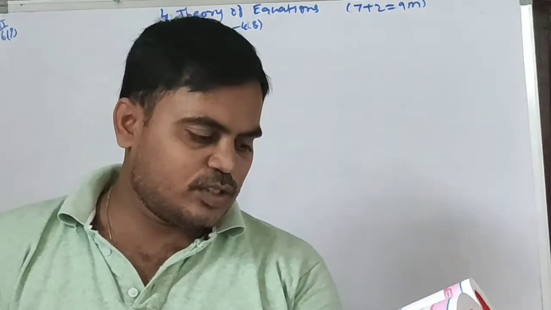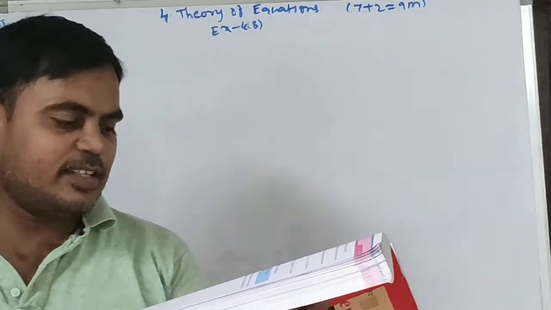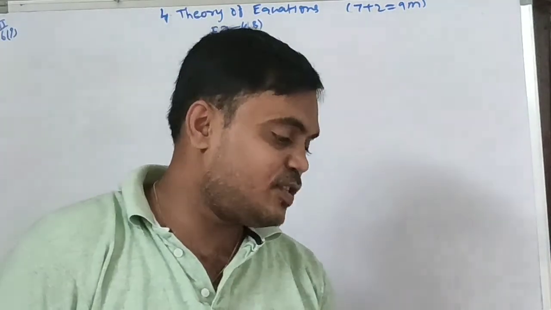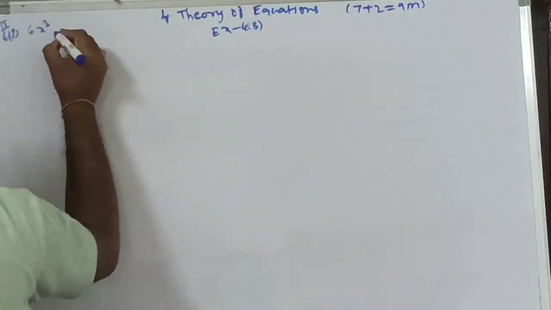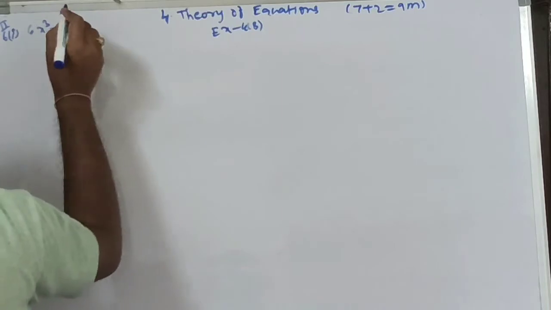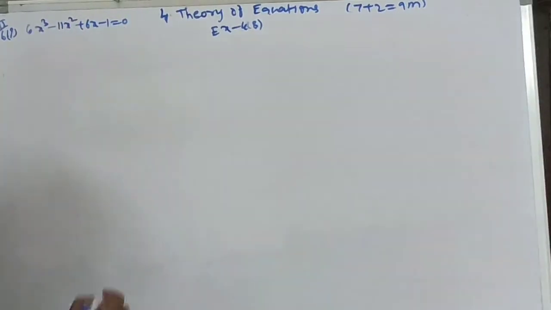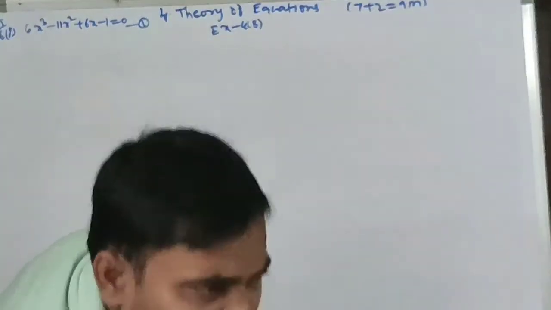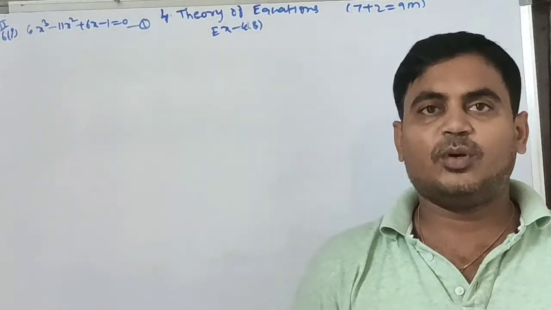Second bit, sixth question. Solve the following equations given the roots of each are in HP. So first question, 6x cube minus 11x square plus 6x minus 1 equal to 0. So equation number 1 I am taking. Given the roots are in HP. What is HP? HP means harmonic progression.